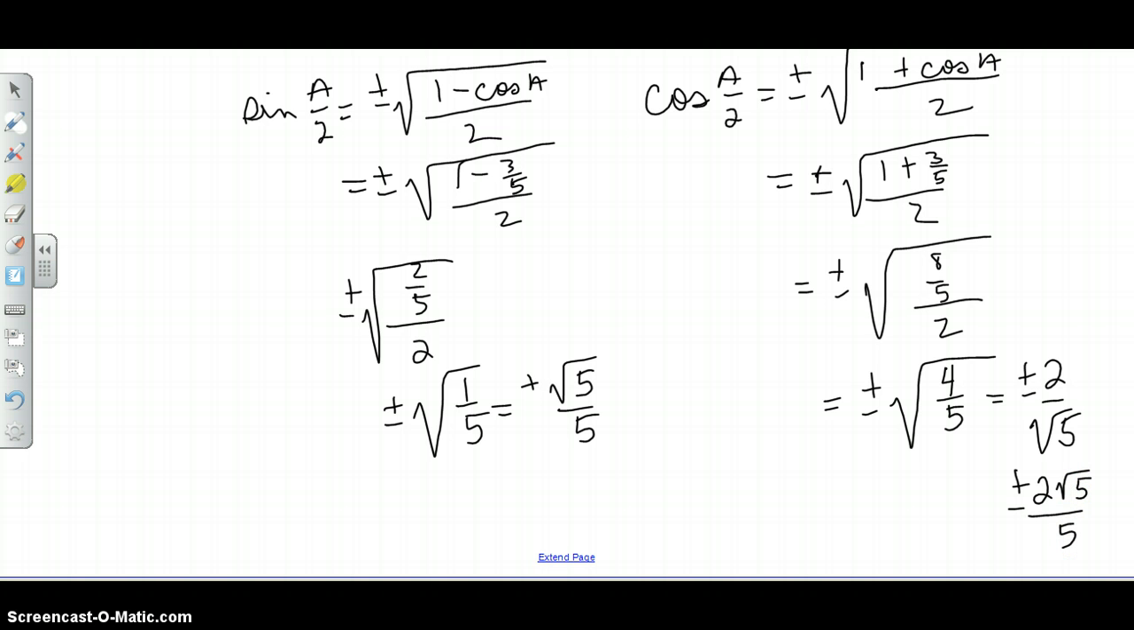And again, we've got to think about which quadrant we're in. In the second quadrant, cosine is negative. So therefore, I know the cosine of A over 2 must be negative.